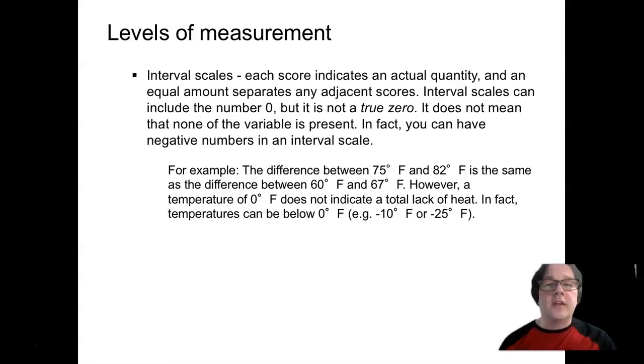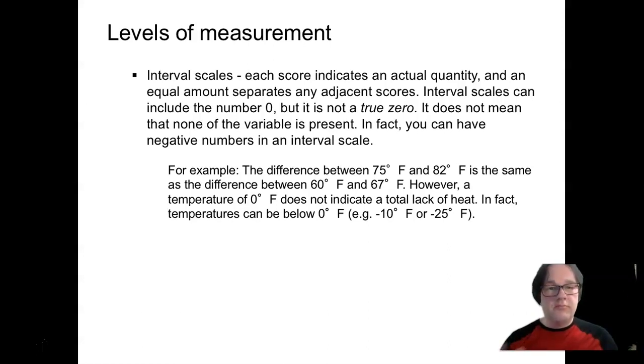So interval scales can include the number 0, but it's not a true 0. It does not mean that none of the variable is present. So when we say it's 0 degrees outside, it doesn't mean that there's no temperature out there. It's almost an arbitrary number, right? 0 degrees Fahrenheit is 32 degrees Celsius, or vice versa, right? I think I got that mixed up. Again, that shows you the arbitrariness of this 0 that exists in these scales.